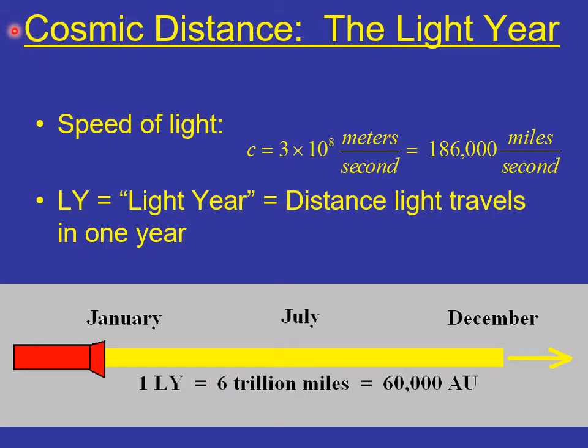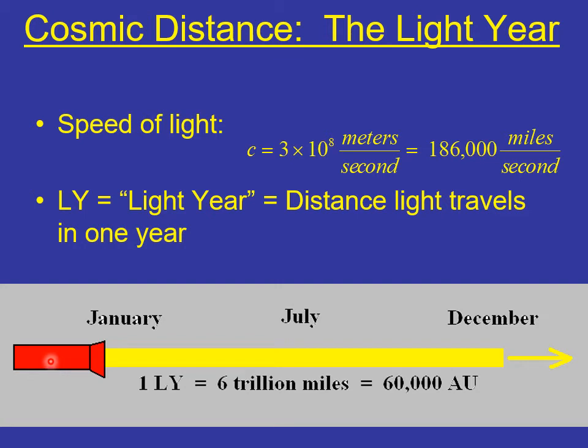Now, there's an even better unit for measuring distances to stars, and that is the unit of distance called the light year. So remember that the speed of light is given by the letter c, and it's 3 times 10 to the 8th meters per second, or 186,000 miles per second. So 1 light year, or Ly, is the distance that light travels in 1 year. So a light year is not a unit of time, it's a unit of distance.